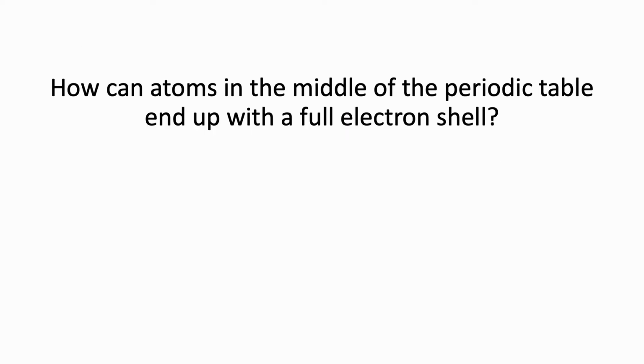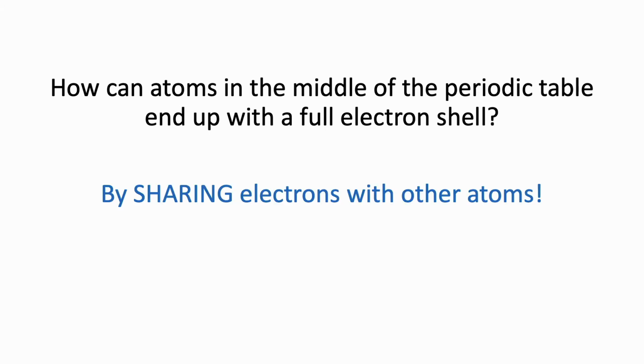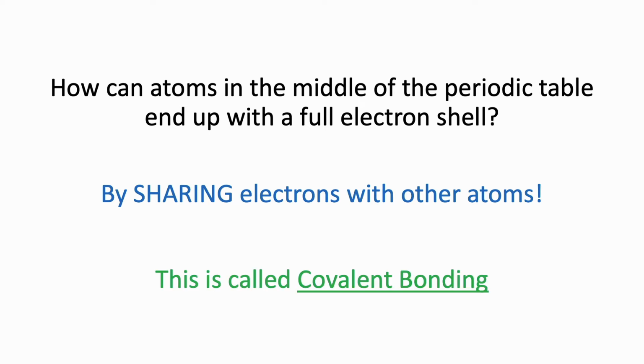So carbon and many other atoms in the middle of the periodic table, all those elements still want to attain that noble gas electron configuration, but it is really hard for them to do so by losing or gaining electrons. So what they're going to do instead is share their electrons with other atoms. And that process of sharing electrons is called covalent bonding.